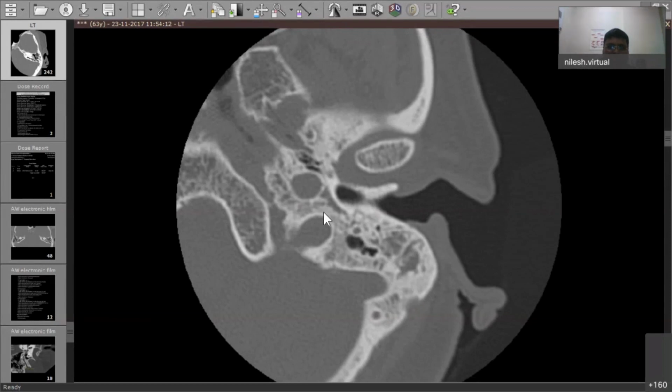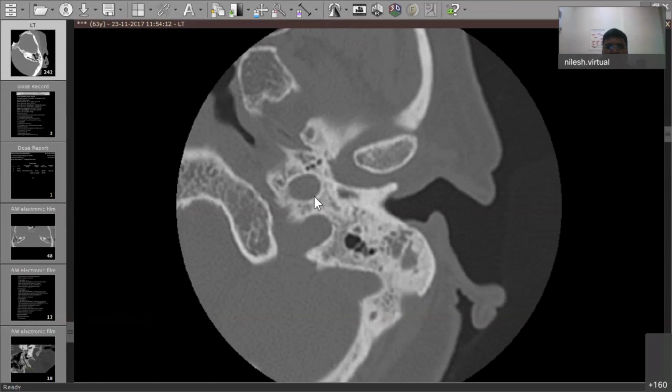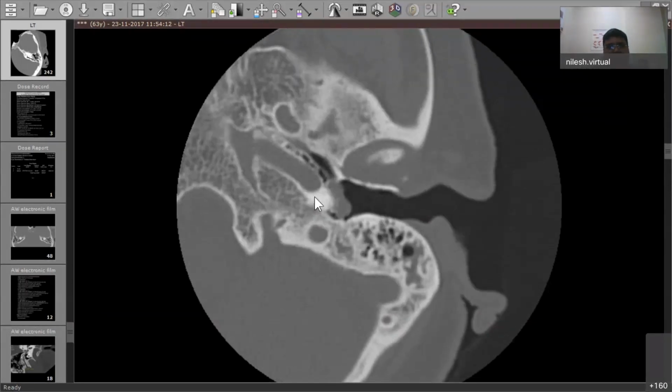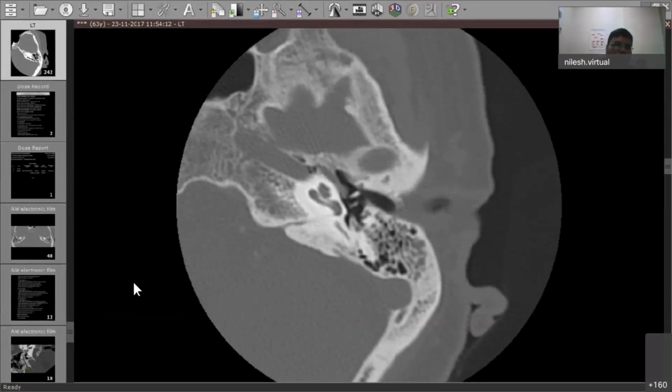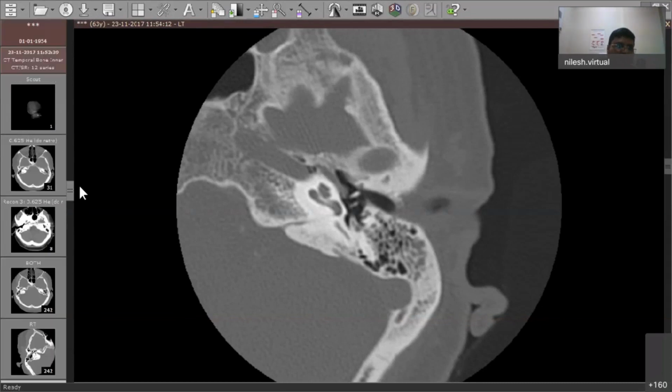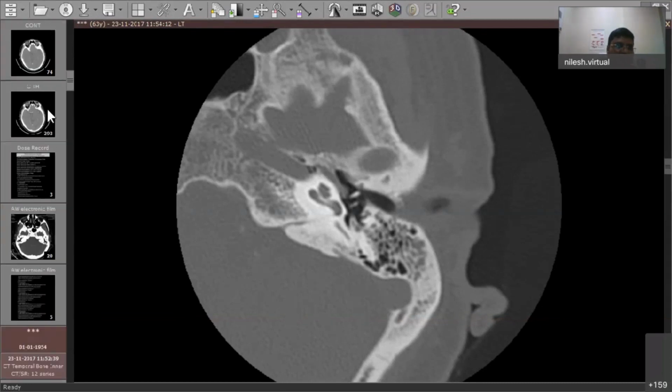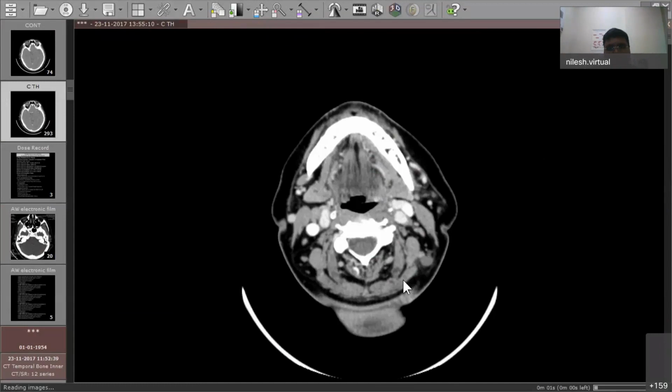In this particular case you can see there is a thick bone between the jugular bulb and this mass. Internal carotid canal is also intact. So it is limited to the hypotympanum and a little anteriorly towards the eustachian tube. Then you give contrast. We'll see the contrast enhanced scan, what it is showing.